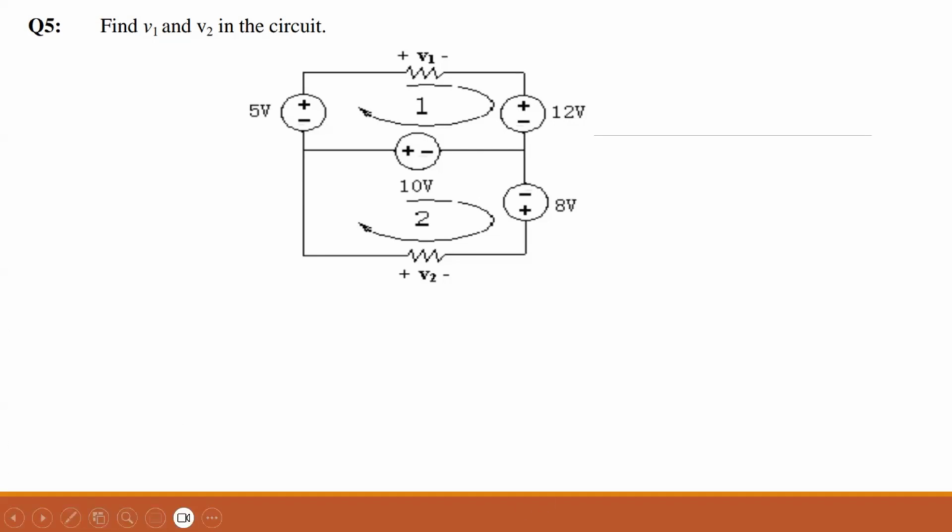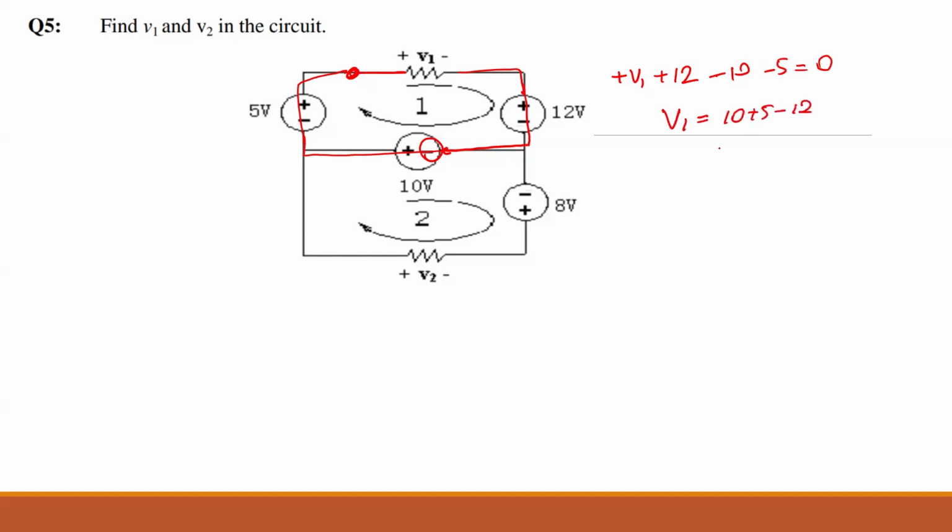It's an easy one. So you can start at a point and go like positive V1, positive 12, negative 10, negative 5 is equal to 0, coming back to the same point. So V1 should be equal to 10 plus 5 minus 12, which is 3 volts. Is that what you got?